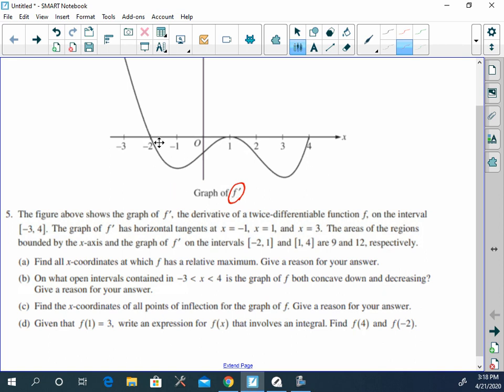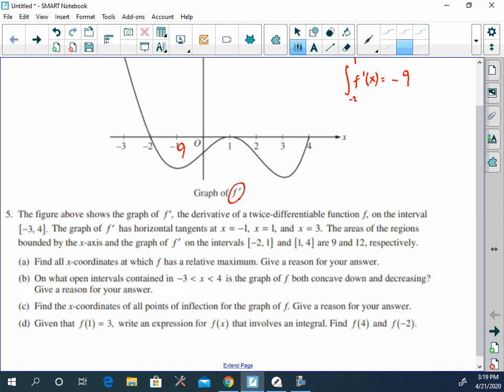So it's telling us that the area from -2 to 1 here would have an area of 9. Now it's below the x-axis, so you might think, oh, that should be -9. The area is still 9. But if I was doing the integral, which maybe I'll write here, the integral from -2 to 1 of f prime is actually going to equal -9 because it's below the x-axis. Same idea with from 1 to 4, okay?